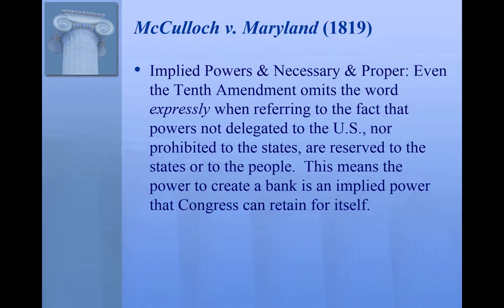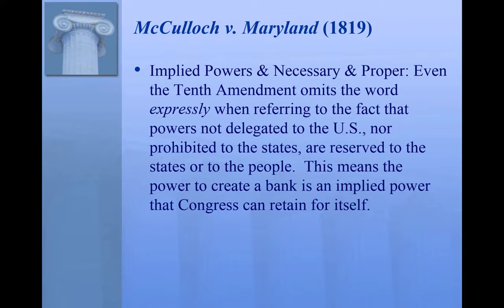So the word expressly would have occurred right before delegated: the powers not expressly delegated to the United States. But it doesn't say that. It just says delegated. This means that the powers delegated can be expressly or implied. They can be enumerated or implied. And this means that the power to create a bank is an implied power that Congress can retain for itself and that the Constitution actually delegates to the United States government.